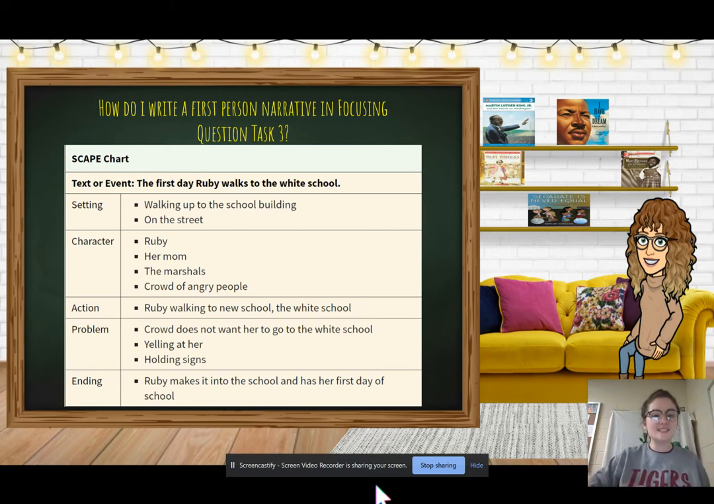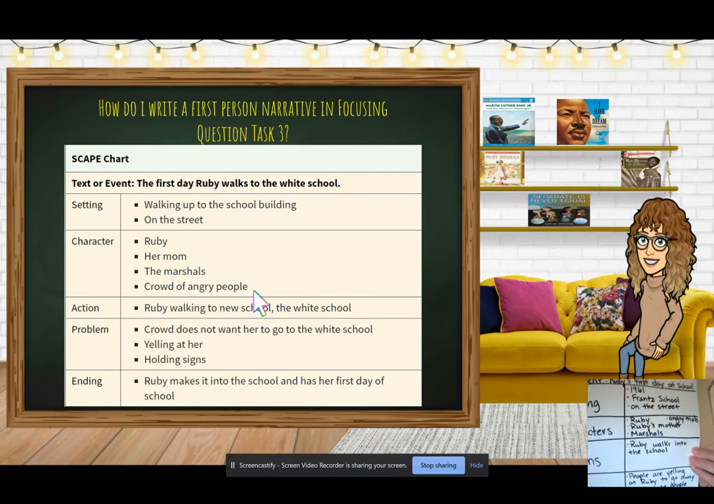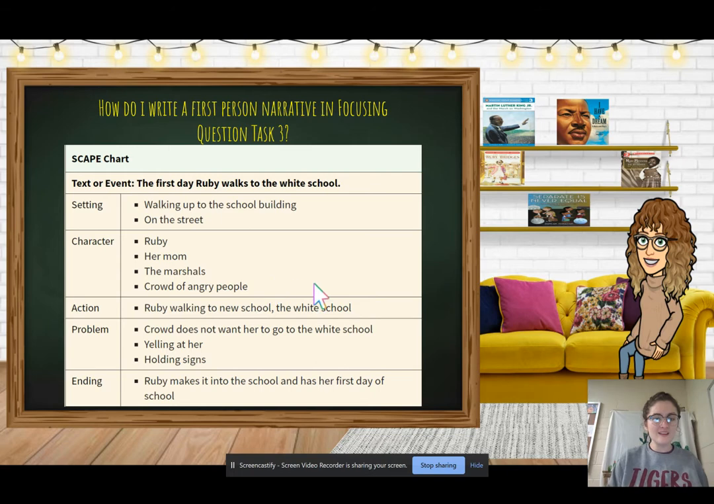All right, so the setting of the story. We put 1961 in the France school. We could also add to our setting that it was on the street and that they were walking up to the school building. The characters, we put Ruby, Ruby's mother, the Marshalls, and in Wit and Wisdom, they said crowd of angry people. We wrote angry mob. All right, the action was that Ruby was walking to the new school, the white school.